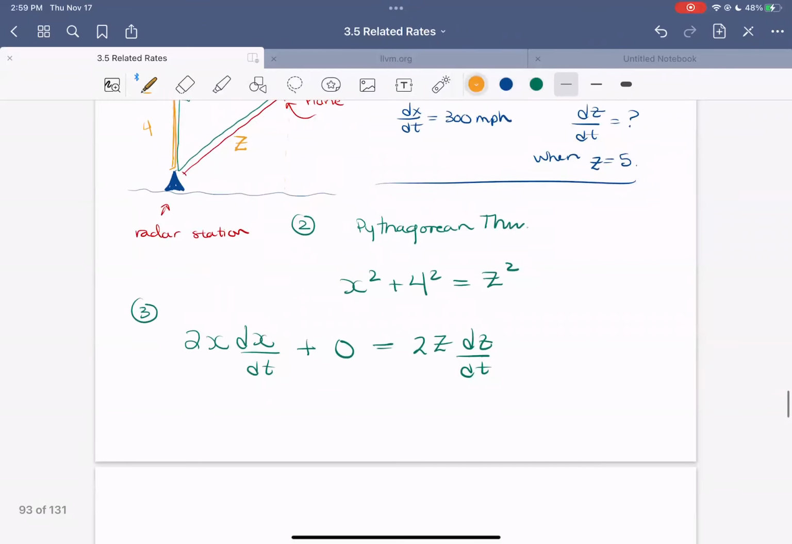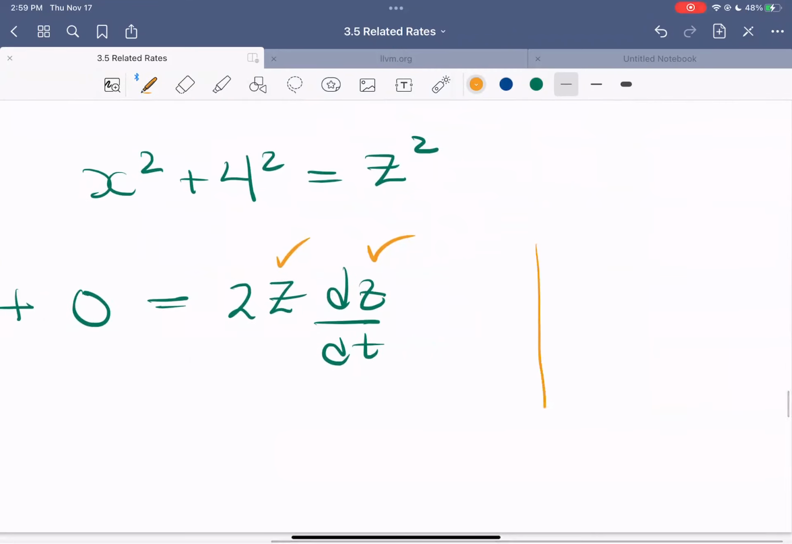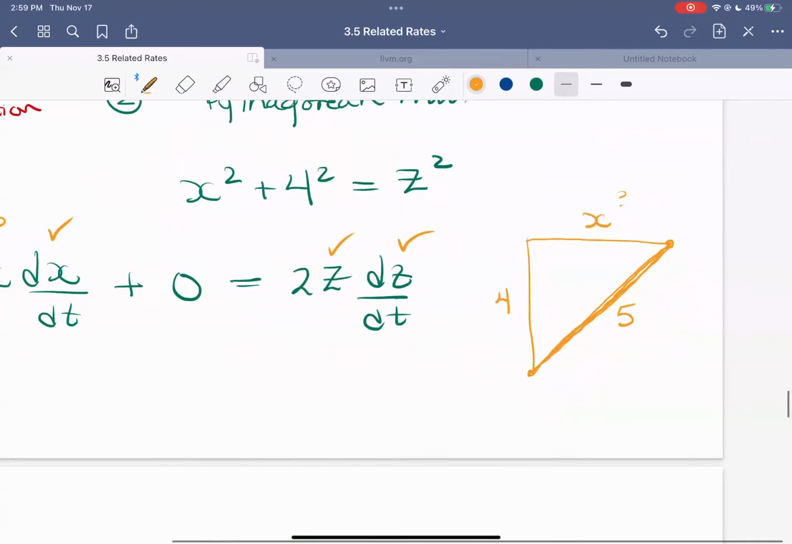So let's make sure we have everything here. So we know what z is. We want to find dz dt. We know what dx dt is, but we don't know x. So let's first find x. So I'll just do a little aside here. So we are looking at this situation where we are 4 miles above the ground. We know that this hypotenuse is 5 because we want to find how this distance changes when the plane is 5 miles from the station. And here is that x that we don't know that we need to solve.